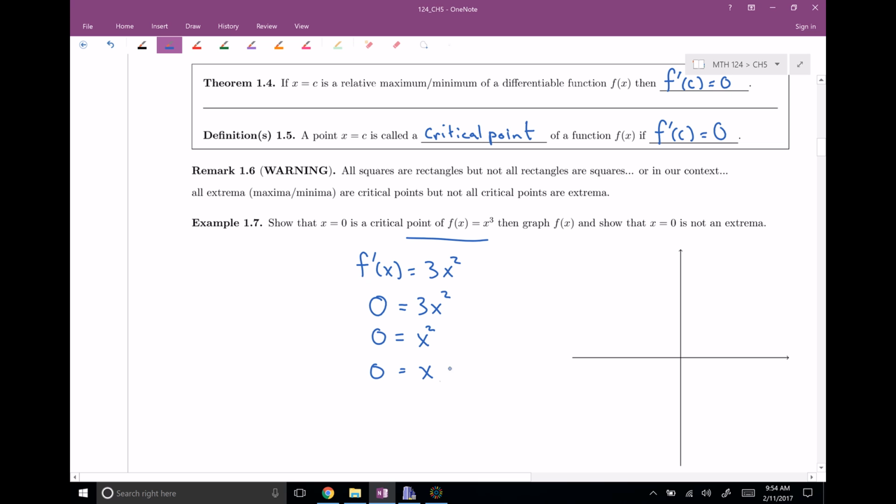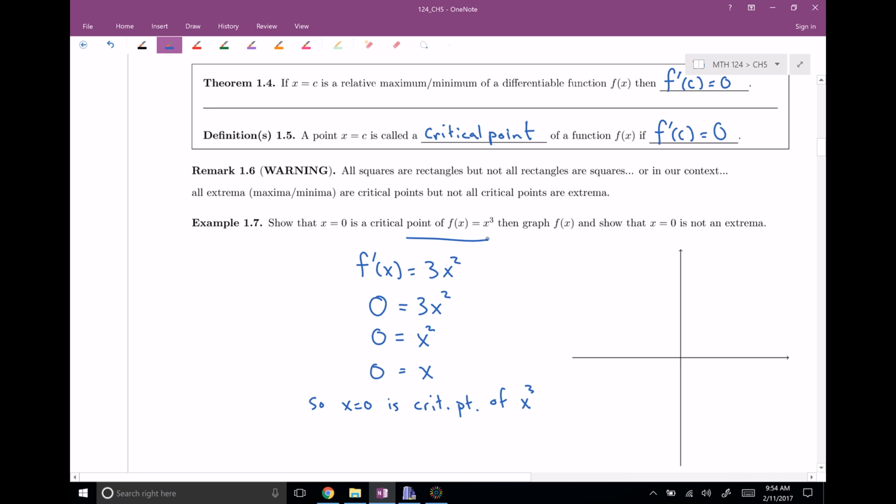So therefore, x equals 0 is a critical point. It's a place where the derivative is equal to 0. So x equals 0 is a critical point. I'm going to write crit point of x cubed. So we have a critical point. The question, is it a minima or a maxima? Or in this case, we called it an extrema, right?